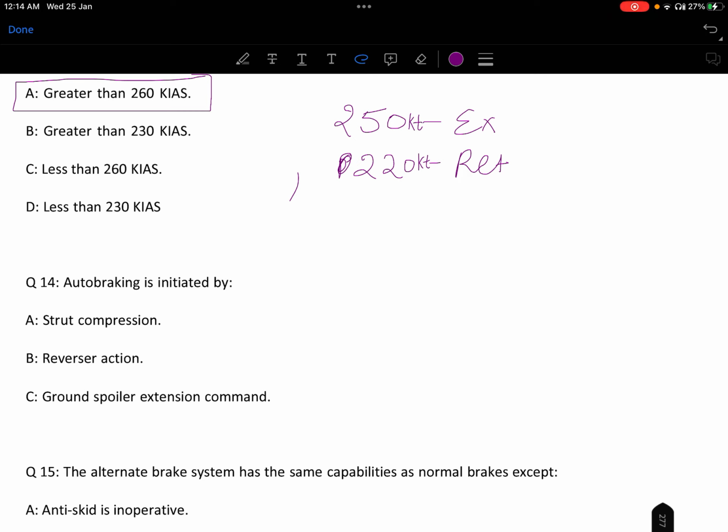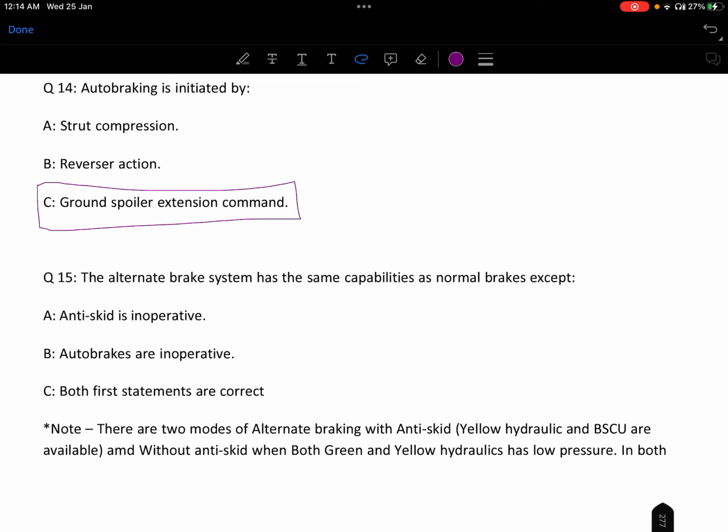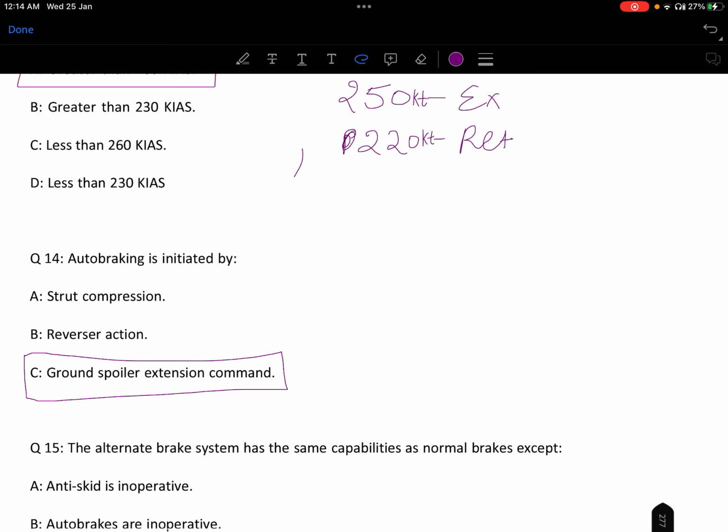Upon the extension command of ground spoilers, auto braking is initiated. Whenever the system senses that the ground spoilers have been extended, then auto braking is initiated. And when do the ground spoilers extend? They extend above a speed of 72 knots.